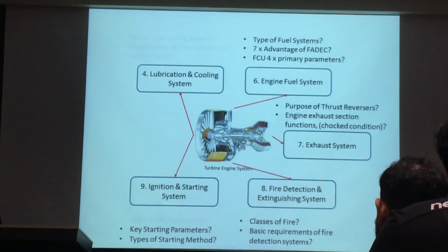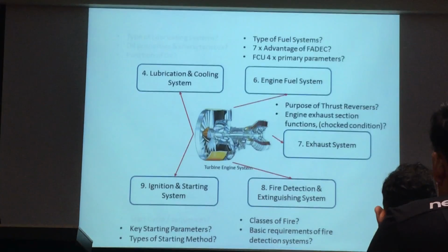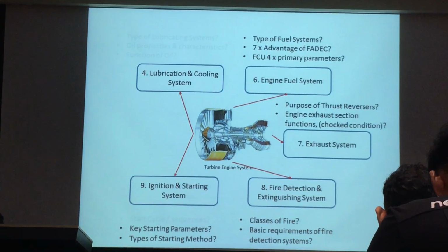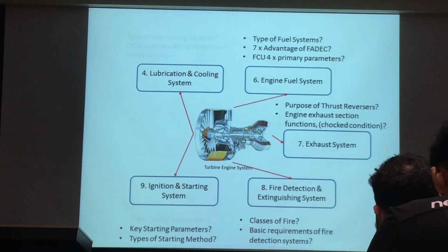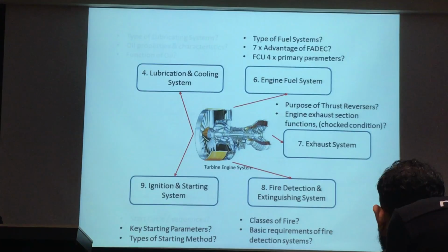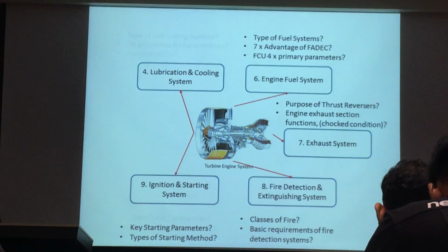So, answer these two questions. What are the classes of fire? A, B, C, D. A means solid. B is liquid. C is electrical. D is metal. That's the only thing I know.